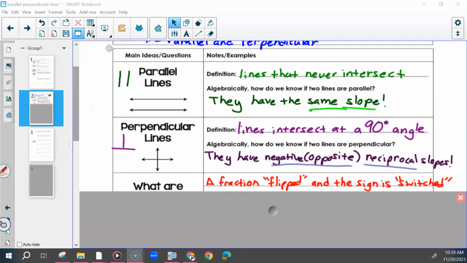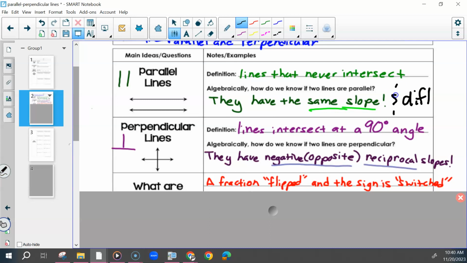So definitions for parallel lines, and this should be very familiar to or similar to the investigation that you already did, or should have done last class when I was not here. For parallel lines, they are lines that never intersect. Algebraically, you know 2 lines are parallel if they have the same slope. I'm going to add something. And different y-intercepts. Because they need both.